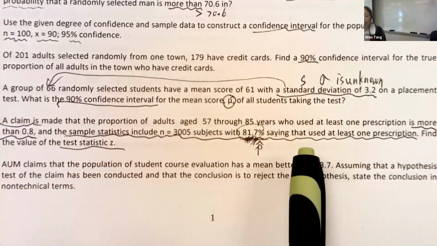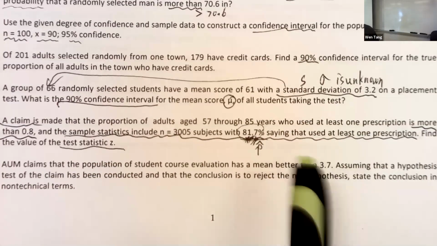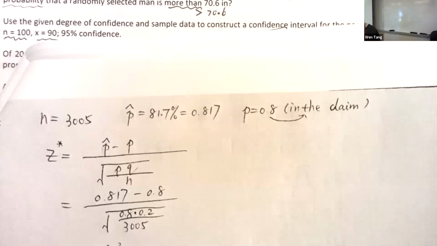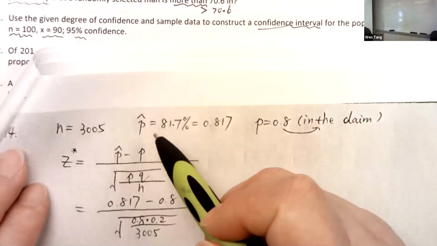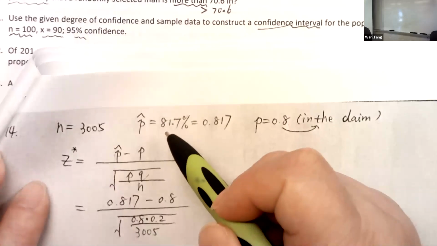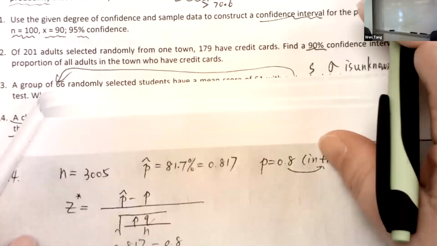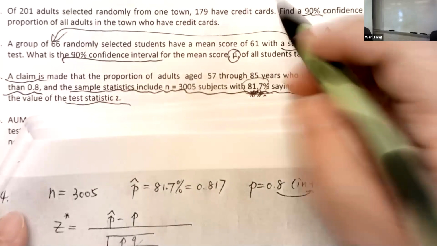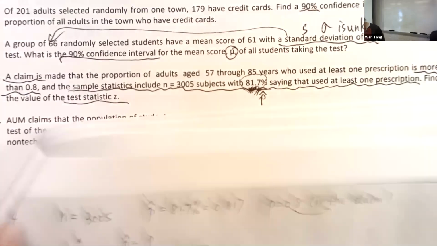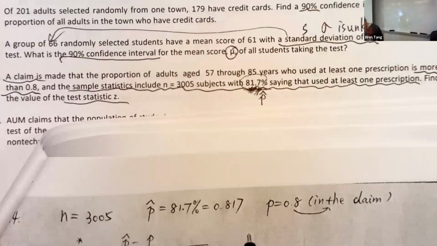So here we still have the proportion in our claim. We're gonna do the test about the proportion. Here, again, I made a mistake. This value is the p-hat. This is the value from our sample. So we list the p-hat value here.